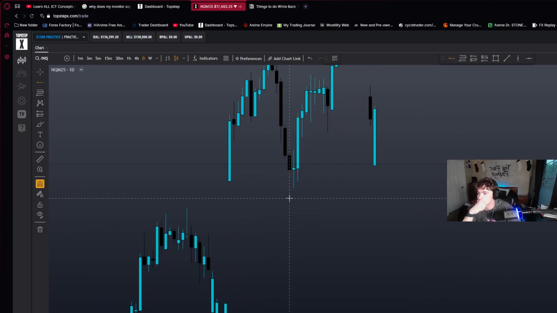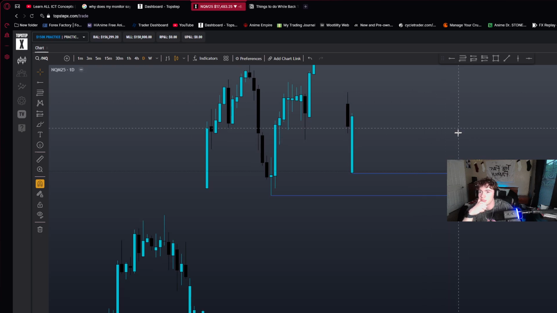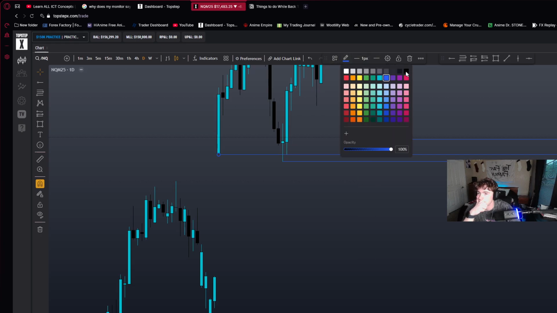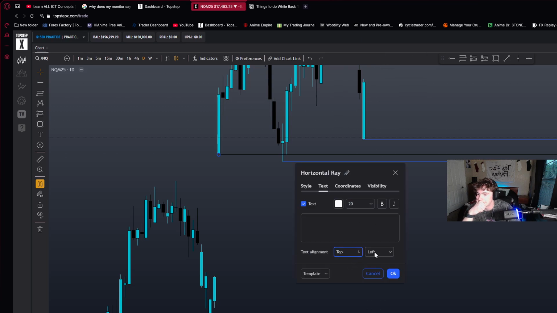Let's see. Alright, we have a swing low right here. Right up price, and then we have a crazy, humongous imbalance. We'll just mark it out with my line right here. We'll make it black and label it text, top, right, 14, imbalance, weekly gap.